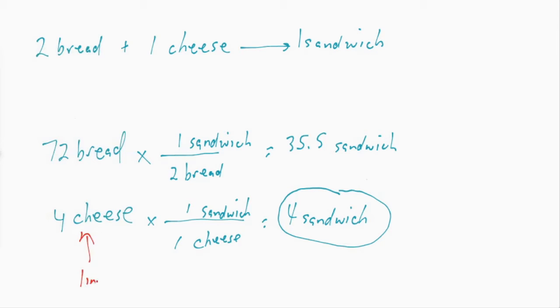Cheese is the limiting reactant. Limiting reactant. And we would call the bread, we have plenty of bread, we would call the bread the excess reactant because there's plenty left over.